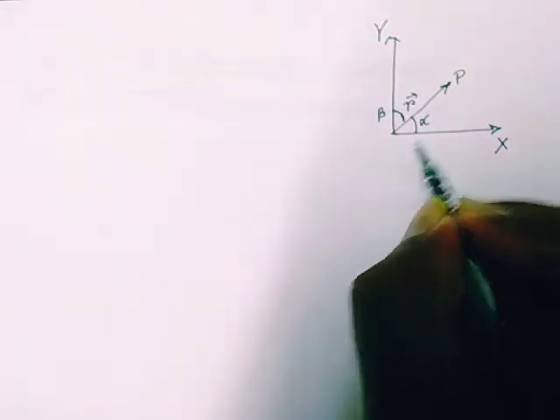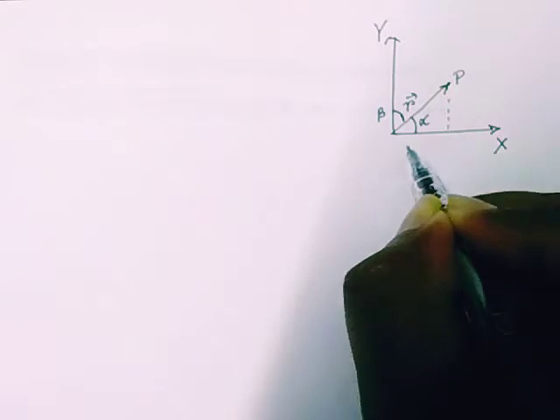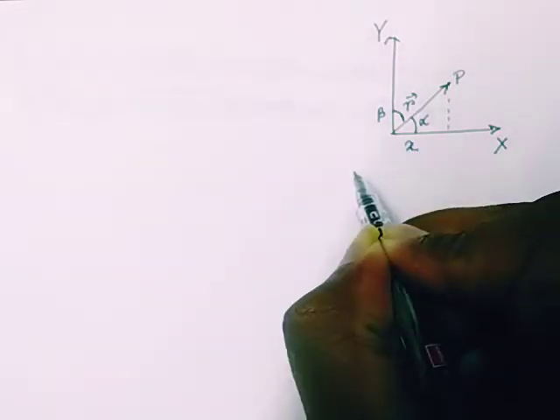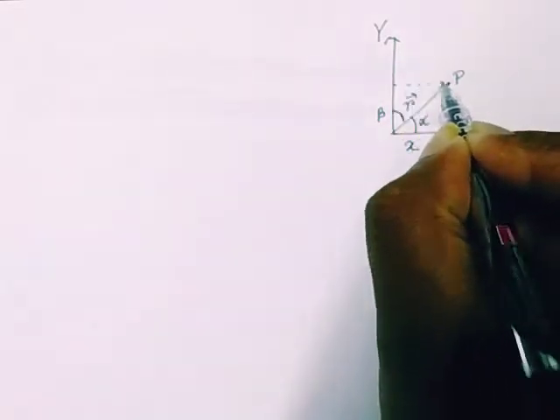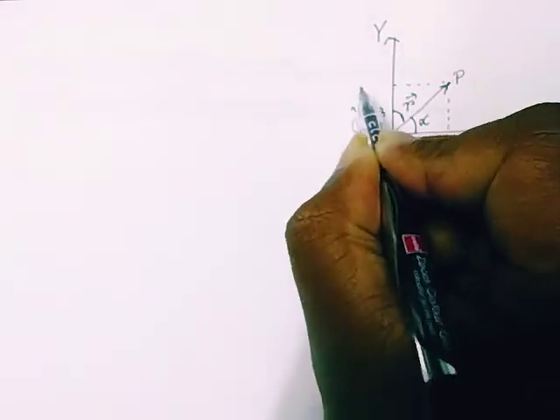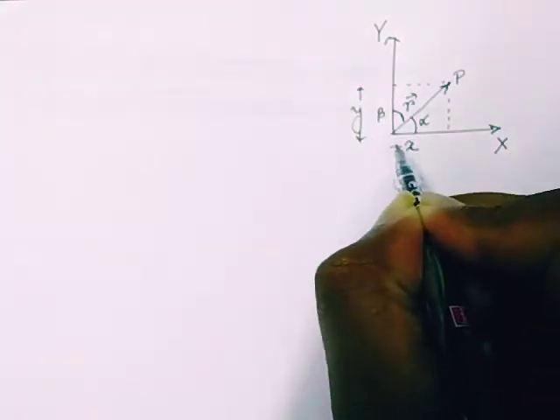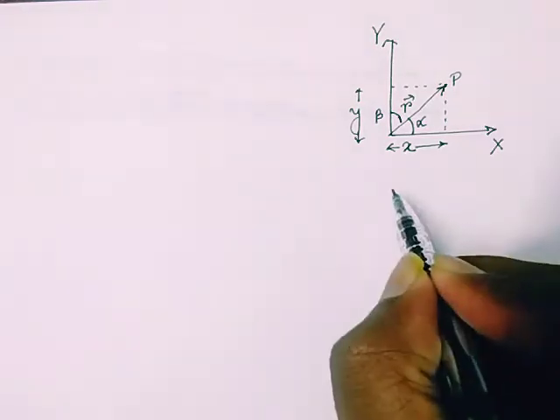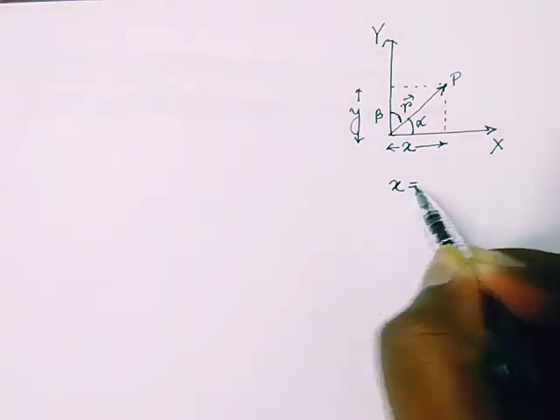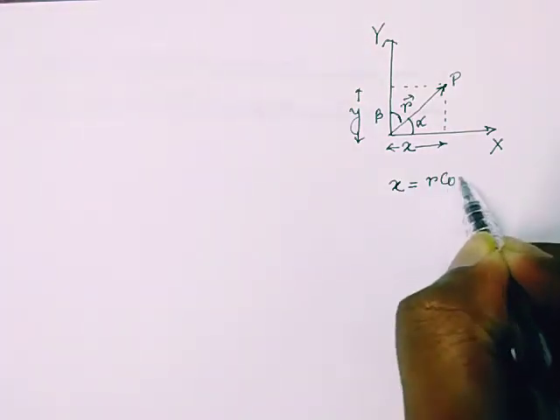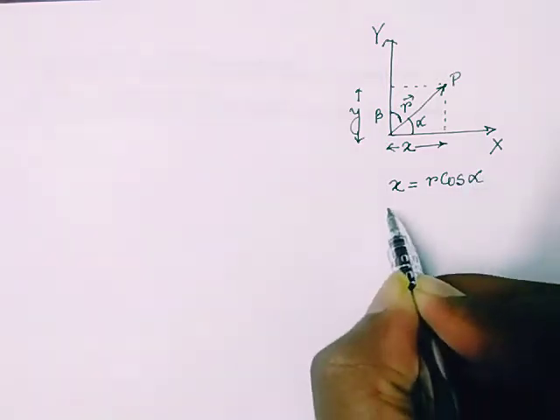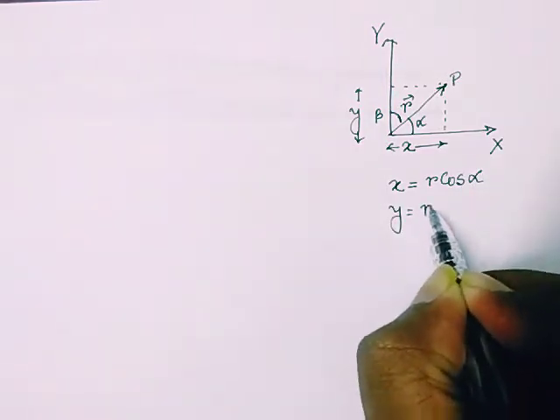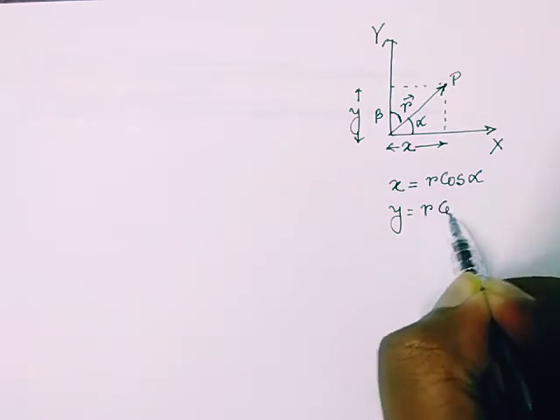We can write that this one basically gives the x component of R, and this one basically gives the y component of R. This length basically gives the y component, and this length basically gives the x component. Since we know the perpendicular component divisions, x equals small r cos alpha and y equals small r cos beta.